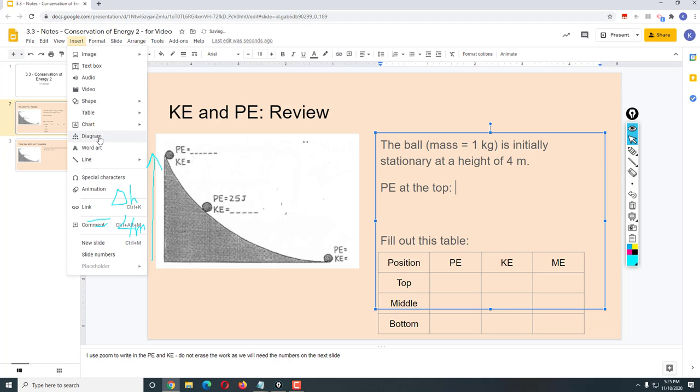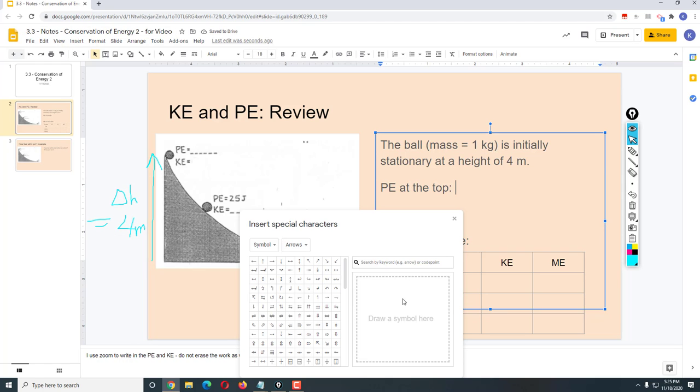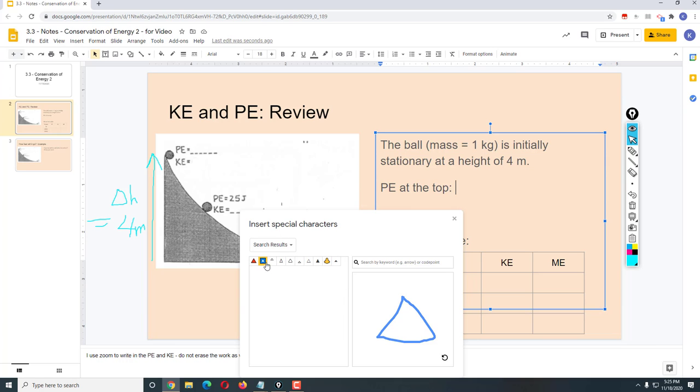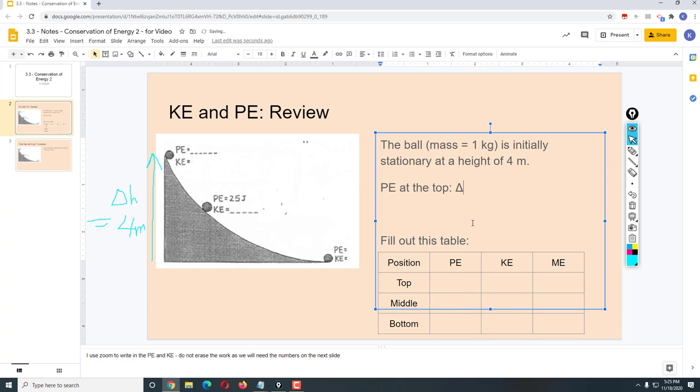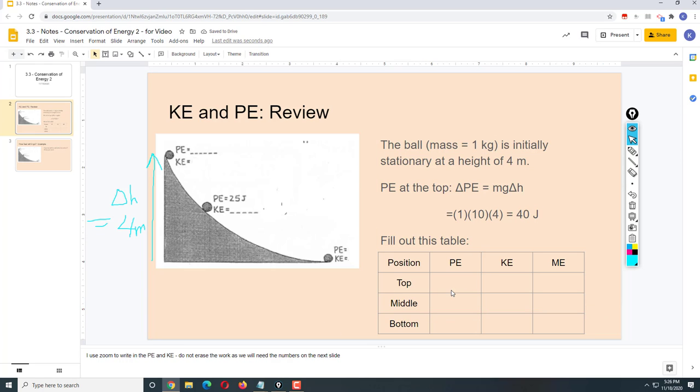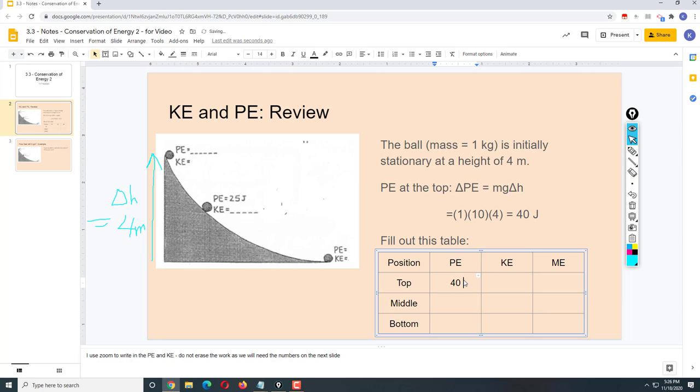So we can use that equation. We're going to write delta again. That's the change in energy if we go up or down. So that's going to equal, the mass is 1. Gravity on Earth is about 10. Change in height is 4. Multiply them together and we get 40 joules. So that means at the top, this is 40 joules.